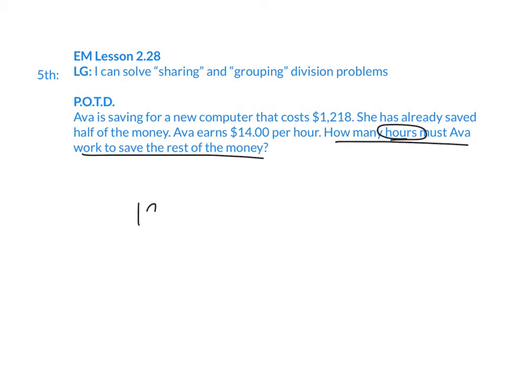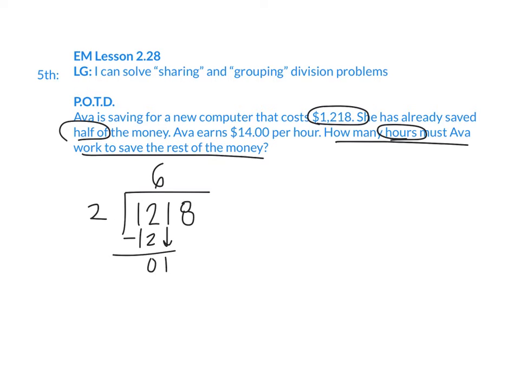So we know that she needs $1,218 altogether, right? And she's already saved half. So in order to find out how much she's already saved, we can divide that by 2. 12 divided by 2 is 6, right? When I multiply, I get 12. I bring down the 1. 1 goes into 2 0 times. Don't forget to put that 0. Okay, when I multiply, 0 times 2 is 0. So I have 1 left. 18 ones, that's 9. Okay, so that means Ava already saved $609, and she needs another $609 more.